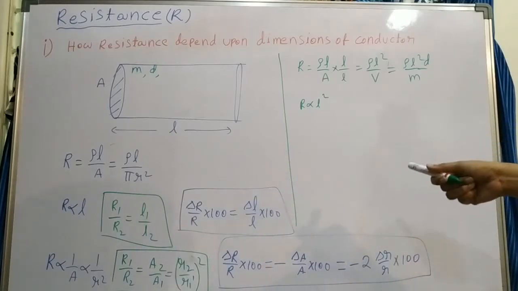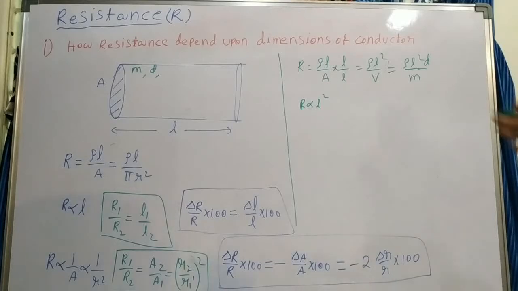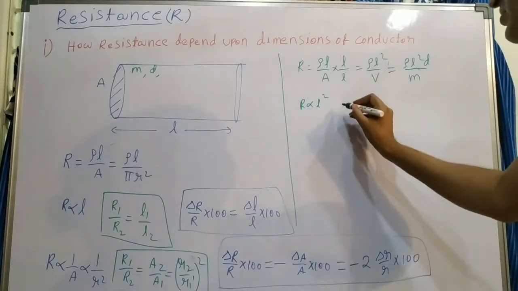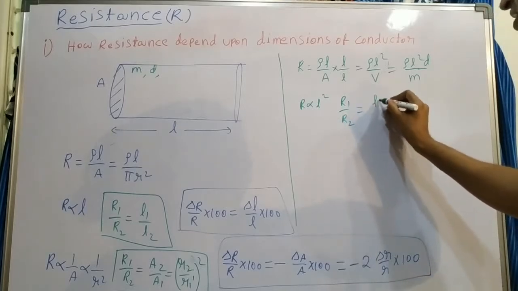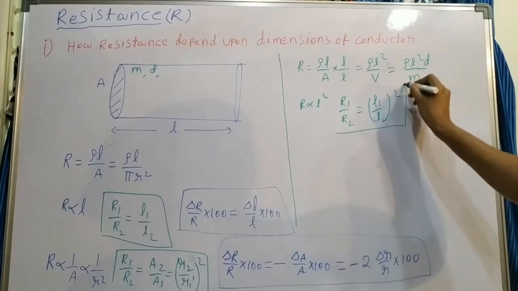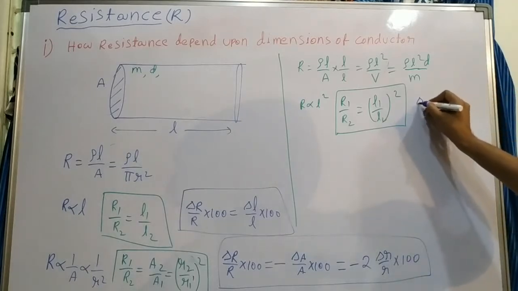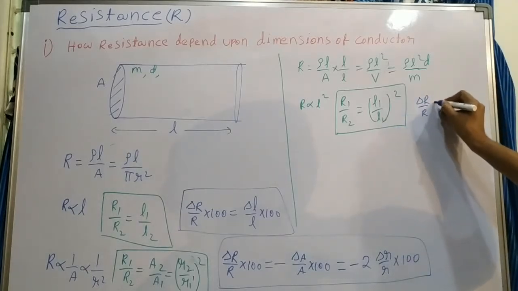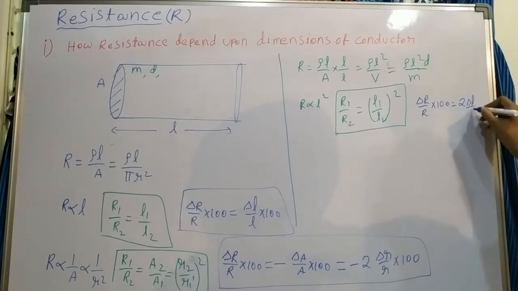Earlier, R is proportional to L where area of cross section is constant. But stretching means simultaneously, when length increases, area of cross section decreases. In that case, we can write R1 by R2 is equal to L1 by L2 whole squared. If you want percentage errors, delta R by R into 100 is equal to 2 into delta L by L into 100.